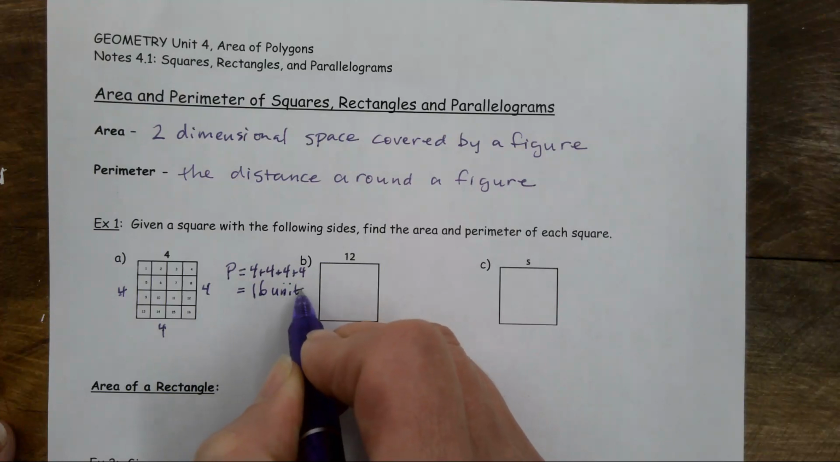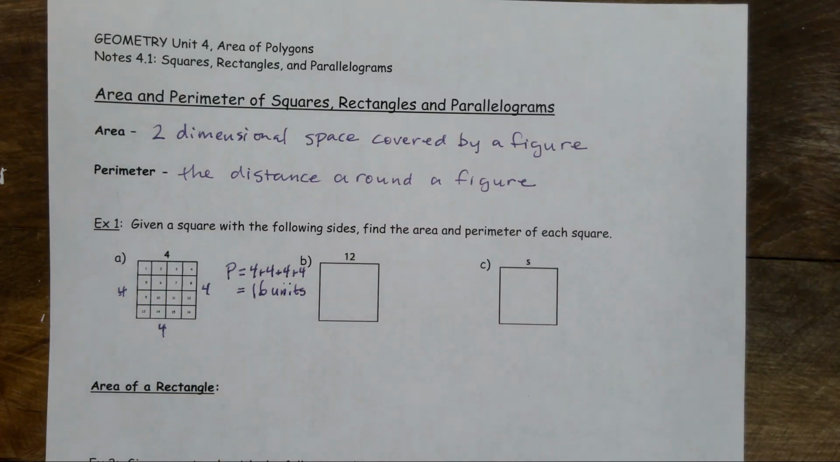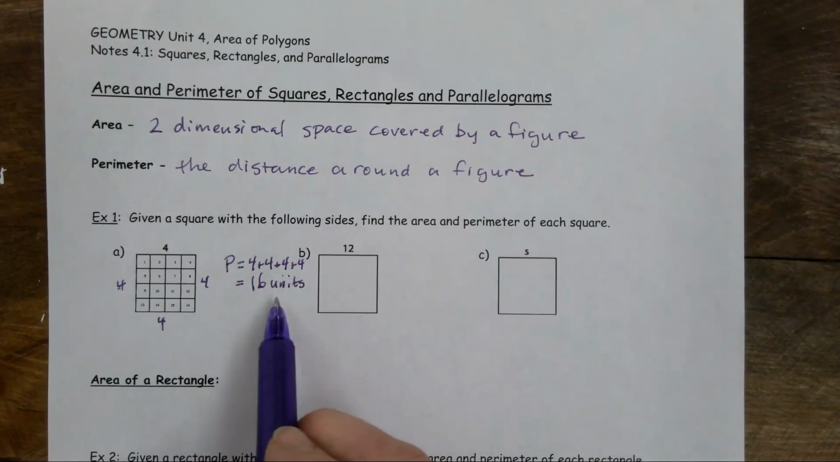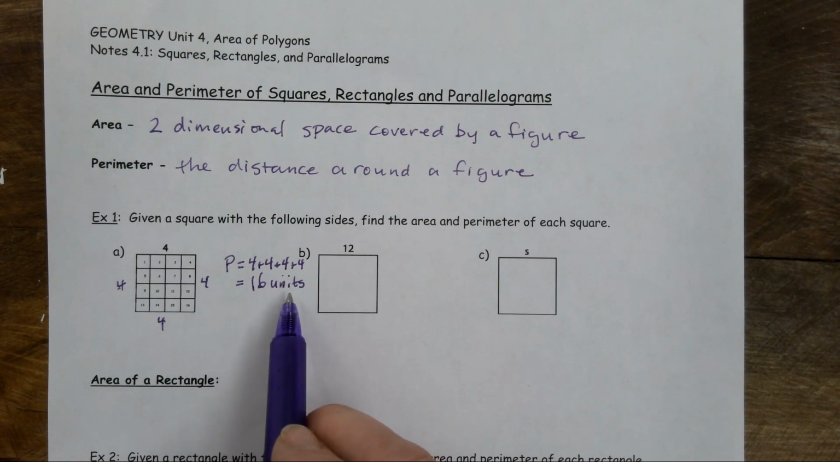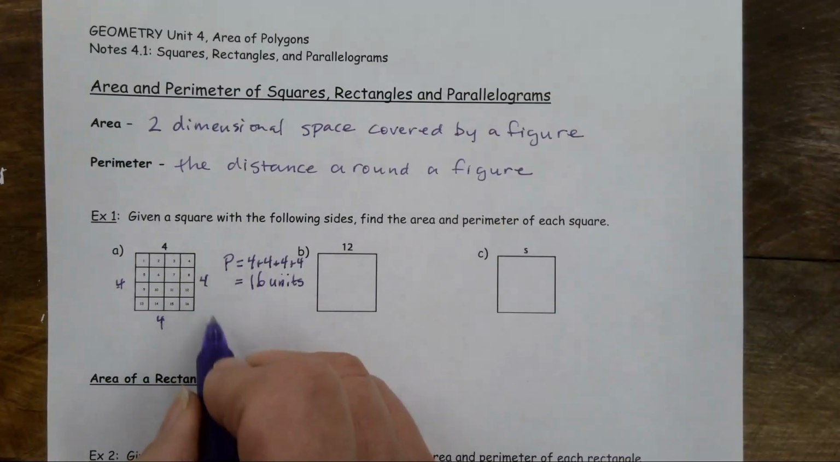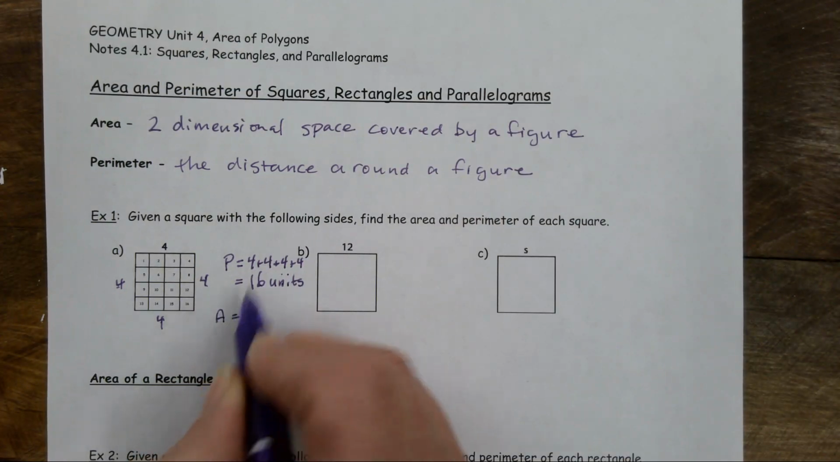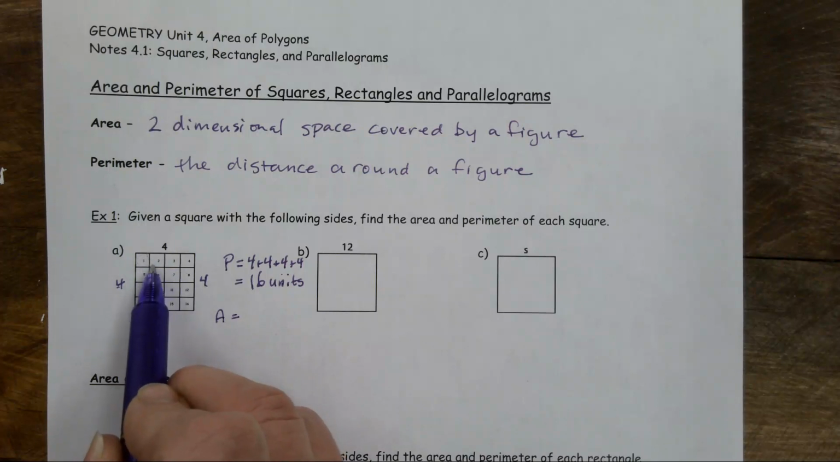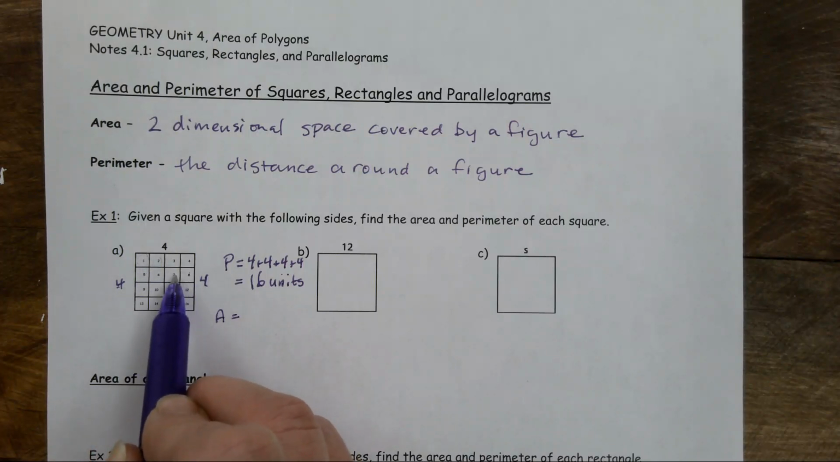And because perimeter is a one-dimensional measure, it's the length of the sides, when we label it, we just label it with whatever our units are. Feet, miles. If we have no unit, we'll put units on there. Whereas area is that space on the inside.